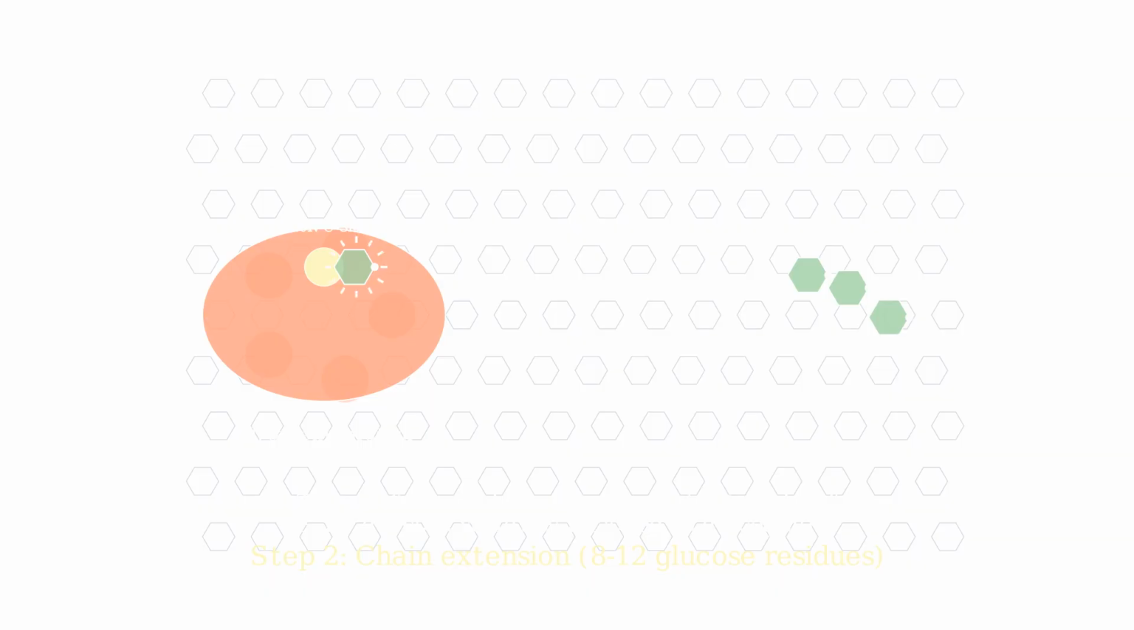Glucose molecule 2 is added to the growing chain. Glucose molecule 3 is added to the growing chain. Glucose molecule 4 is added to the growing chain. Glucose molecule 5 is added to the growing chain.